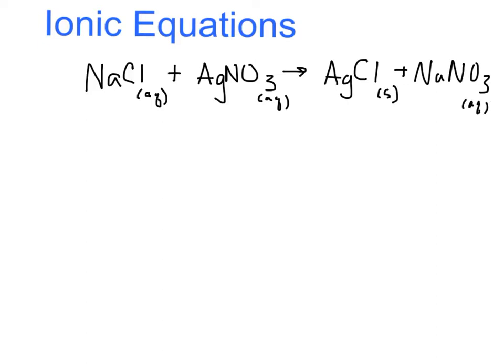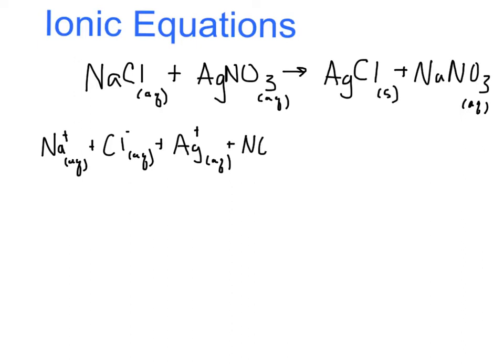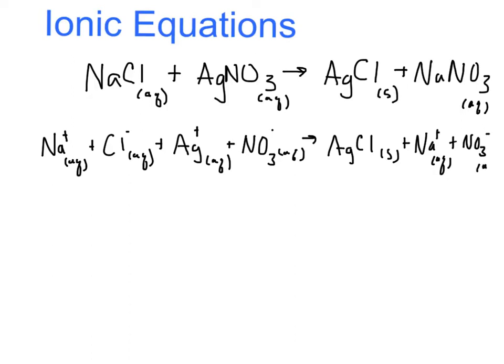Now anything that's aqueous I can break down into my ions. So I've got Na plus aqueous plus Cl minus aqueous, plus Ag plus aqueous plus NO3 minus aqueous, and I'm trying to write small enough to get this all in, gives me AgCl solid and Na plus aqueous plus NO3 minus aqueous.